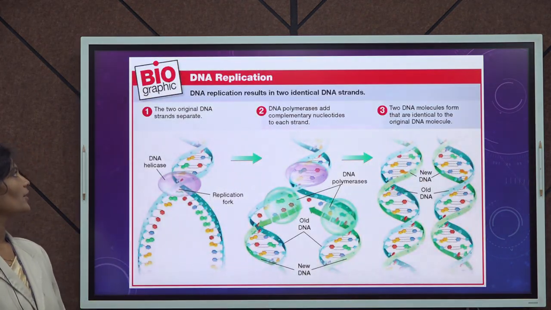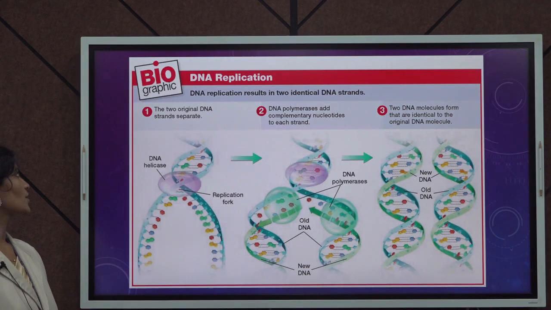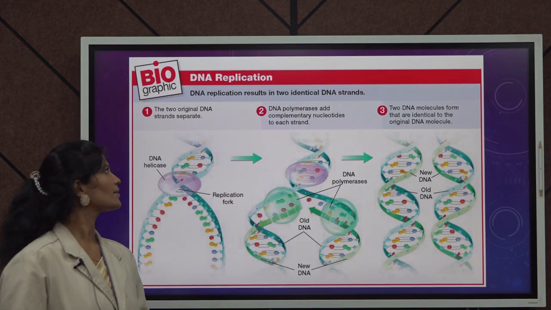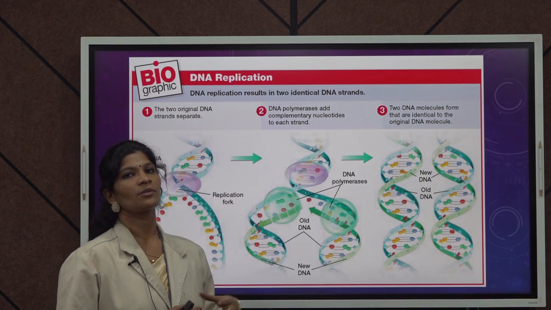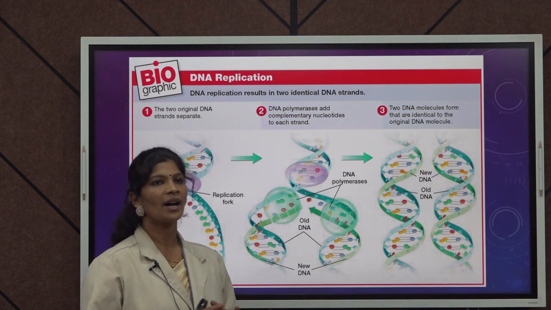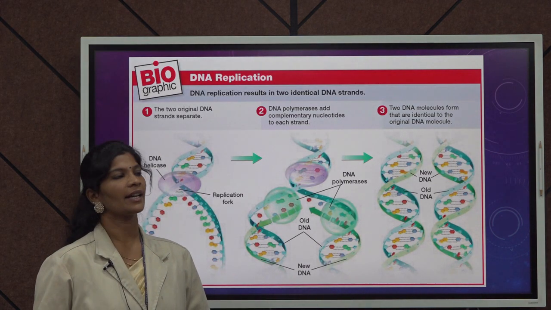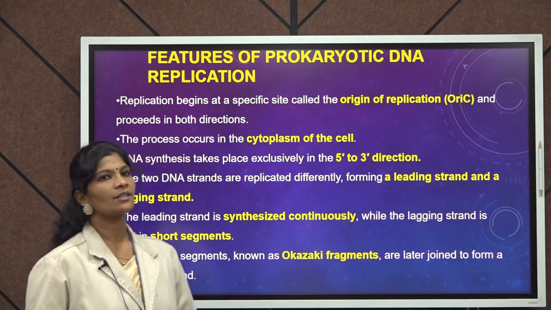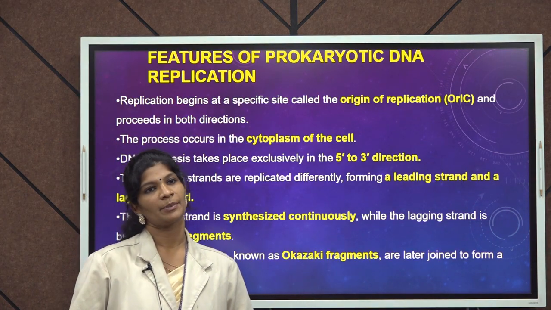And this is the overview image of DNA replication. The two original DNA strands will separate. DNA polymerase enzyme adds complementary nucleotides to each strand, and these form two identical molecules of DNA later. And let's go through the features of DNA replication.